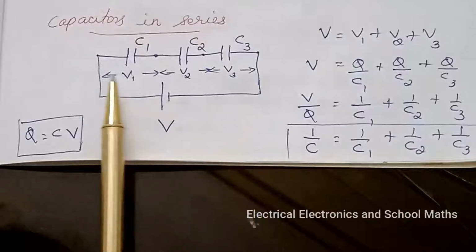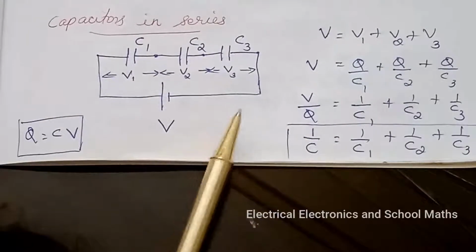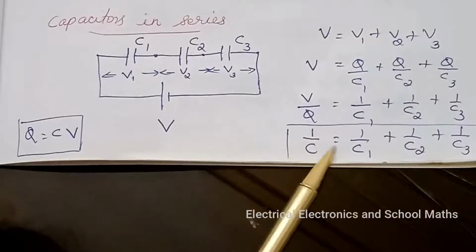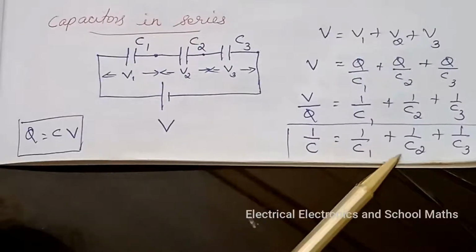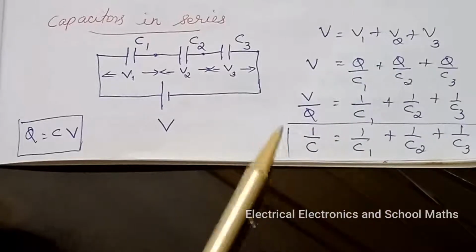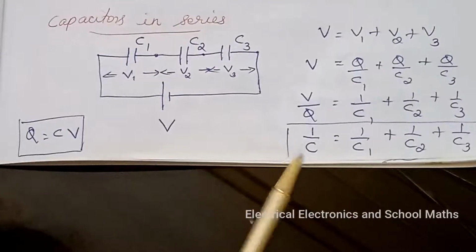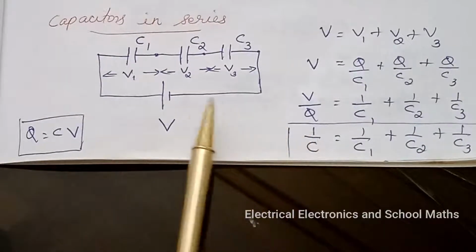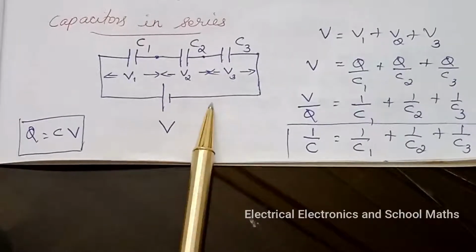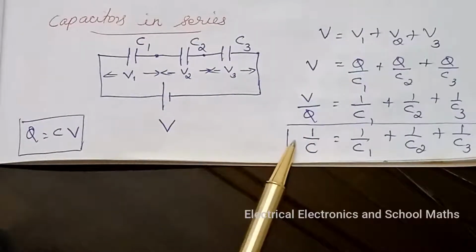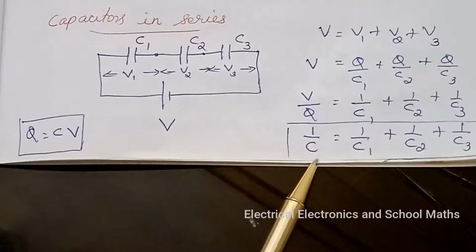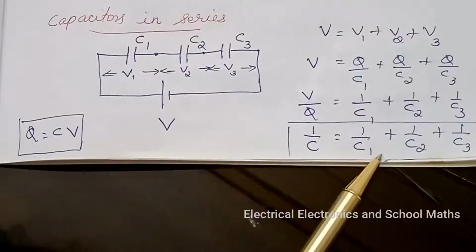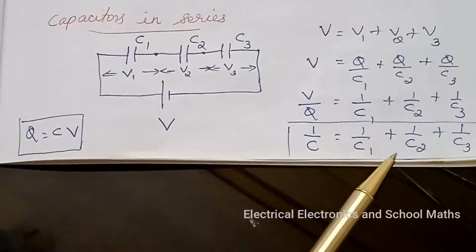So in the case of capacitors in series, the total capacitance 1 by C equal to 1 by C1 plus 1 by C2 plus 1 by C3, where C is the total capacitance. That is, when a number of capacitors are connected in series, the reciprocal of the equivalent capacitance of the system is given by the arithmetic sum of the reciprocals of their individual capacitances.